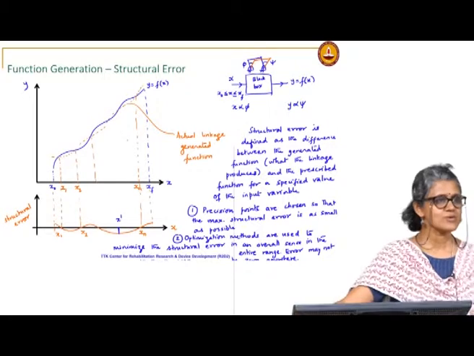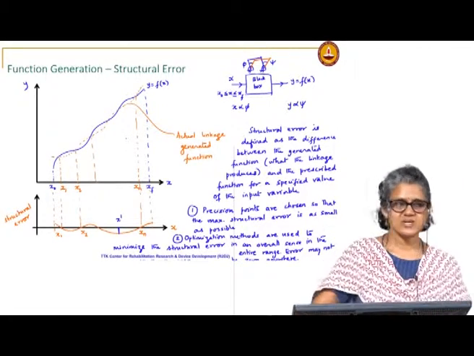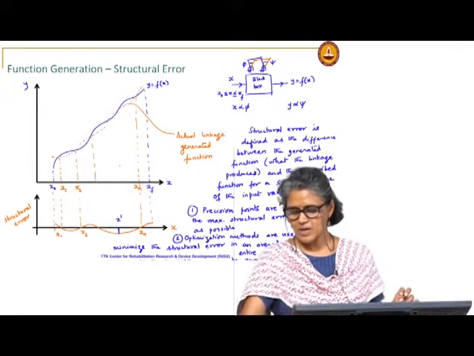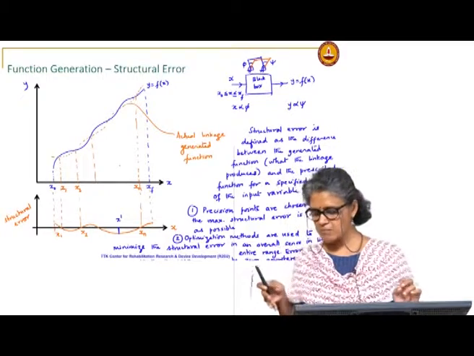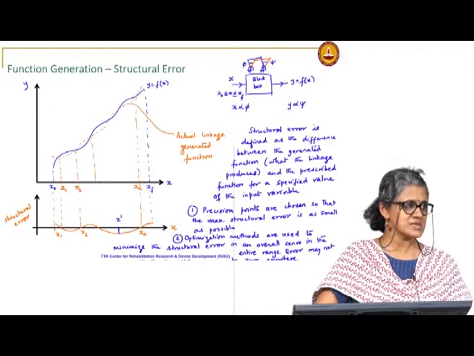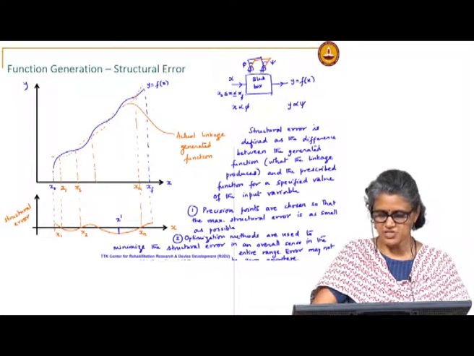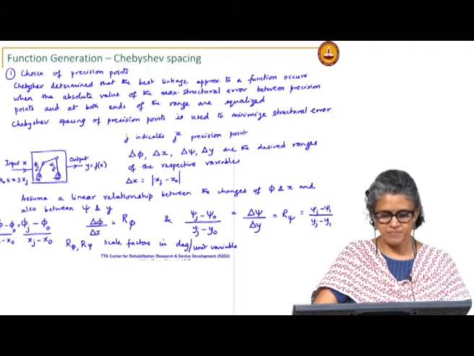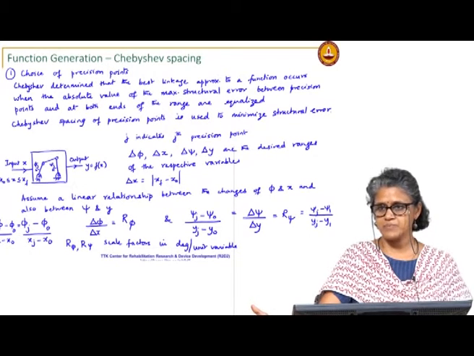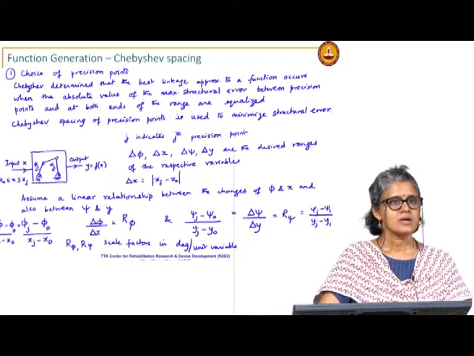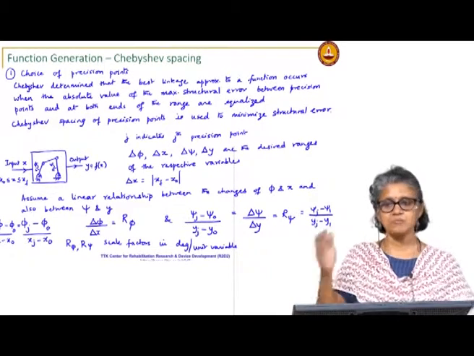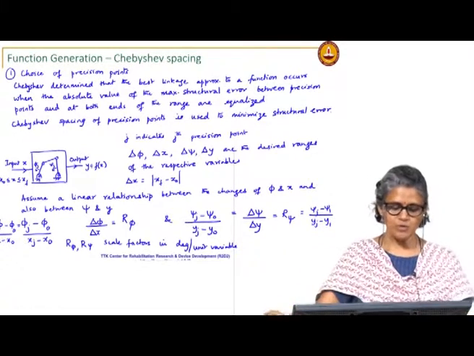So, last class we looked at the structural error, and a way to tackle and minimize that error is to use Chebyshev spacing to find your precision points. So, we saw that you can assume a linear relationship between the input angle of the 4 bar and your input variable, then transform the output angle of the 4 bar to the output of the variable.